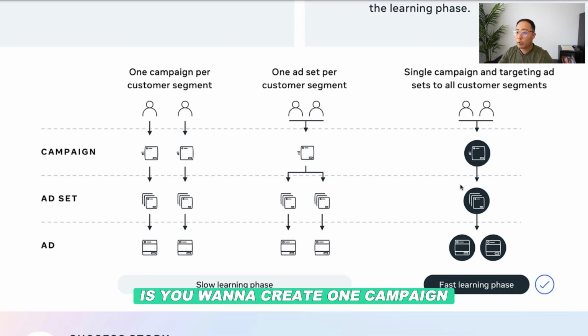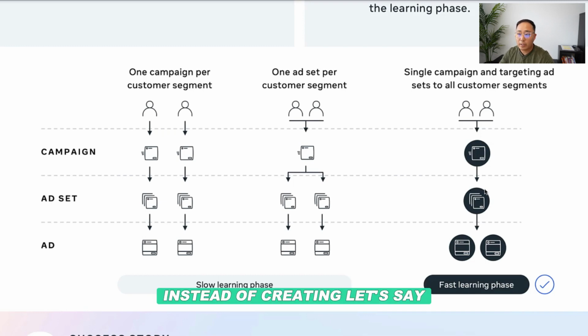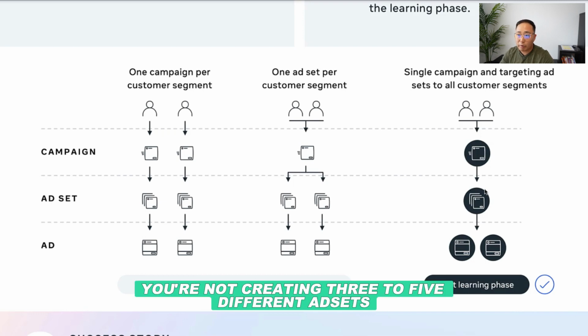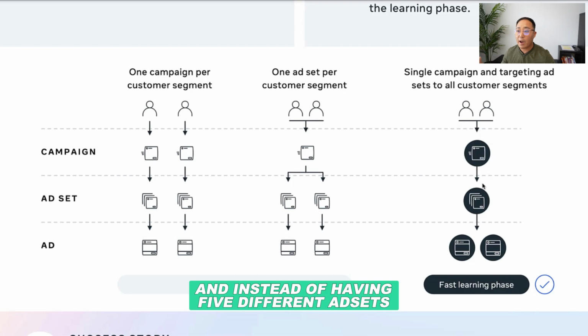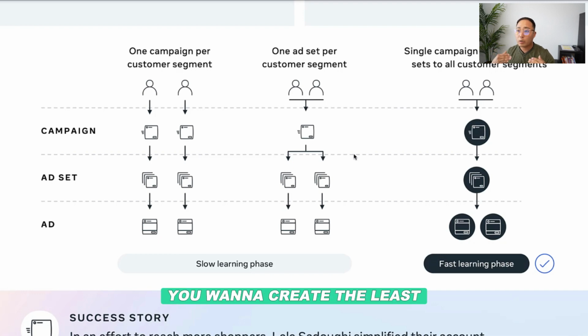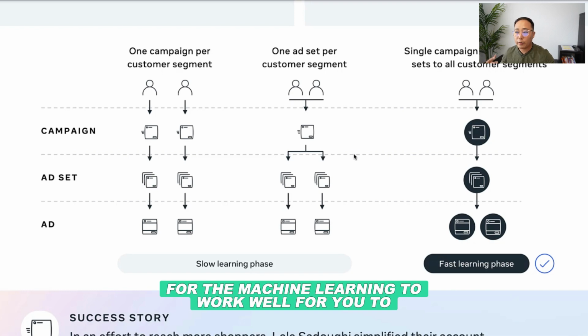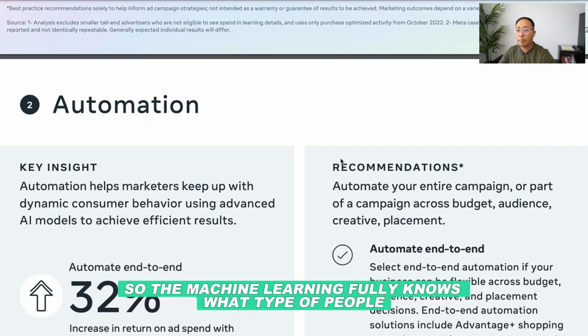So what you want to do is create one campaign, use campaign budget optimization, and then you want the least amount of ad sets in this campaign as possible. Ideally, you just want to stack all your interest targeting in one ad set. Let's say you want to test 3 to 5 different audiences. You're not creating 3 to 5 different ad sets. You're creating max 2. Bunch together the most relevant audiences separately into 2 ad sets, instead of having 5 different ad sets. So stack your interest. Long story short, what this means is you want to create the least amount of ad sets as possible for the machine learning to work well, for you to get 50 conversions in the shortest amount of time to exit the learning phase, so the machine learning fully knows what type of people you want to go after.